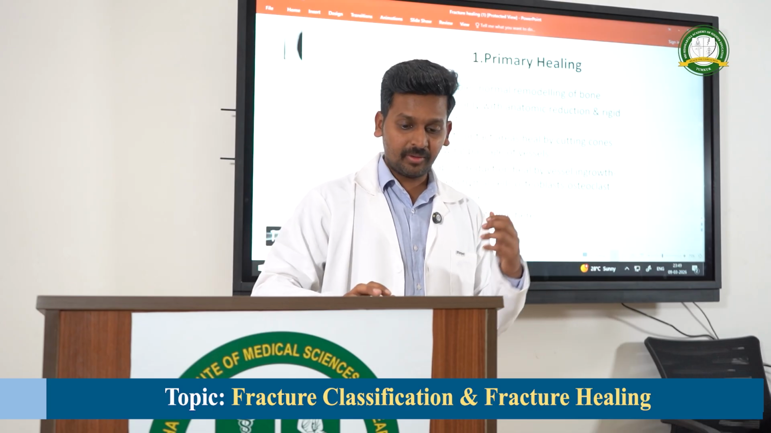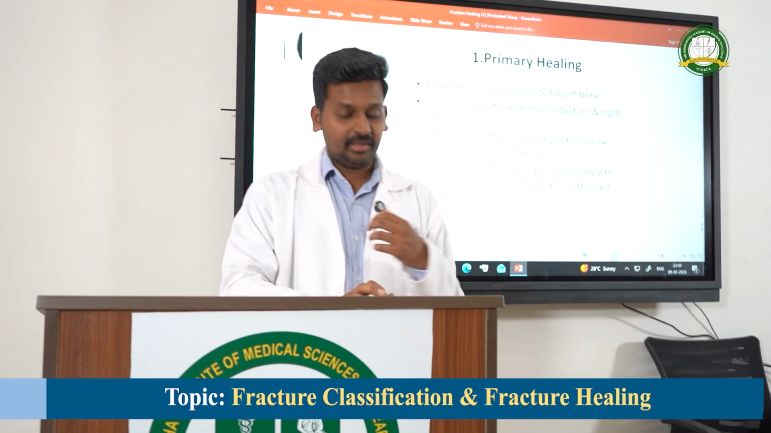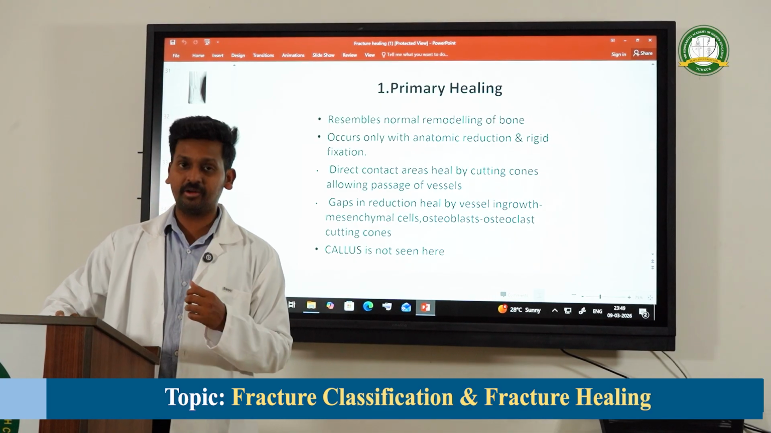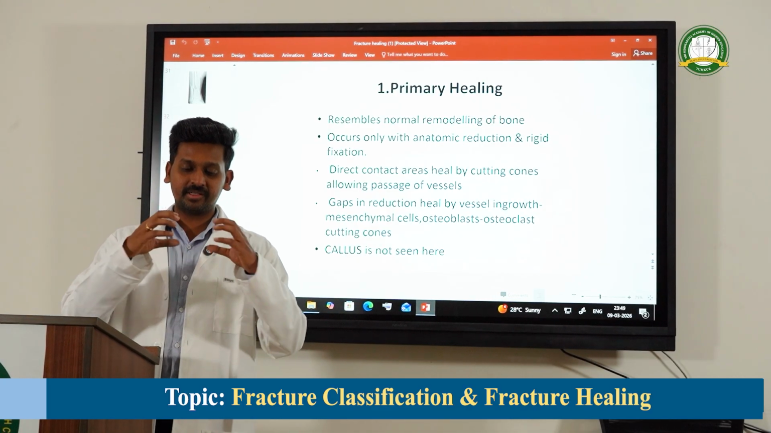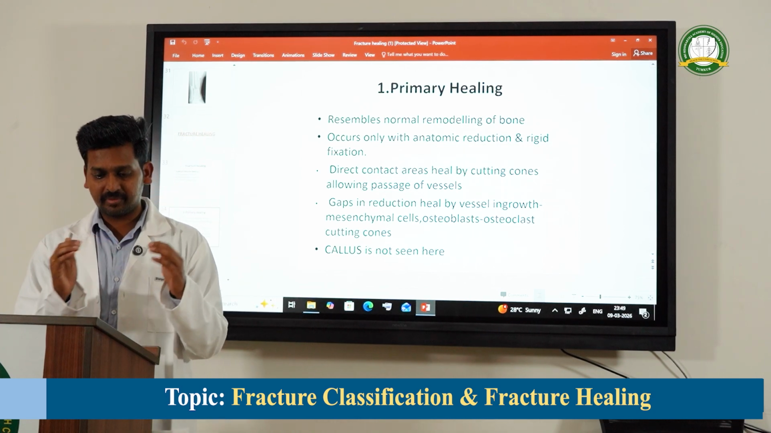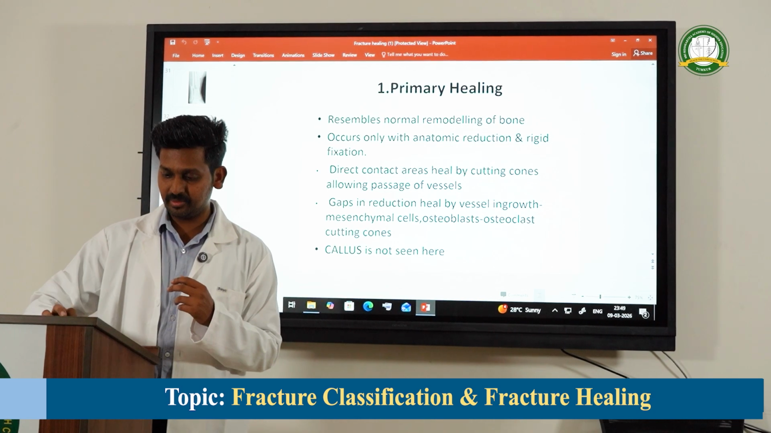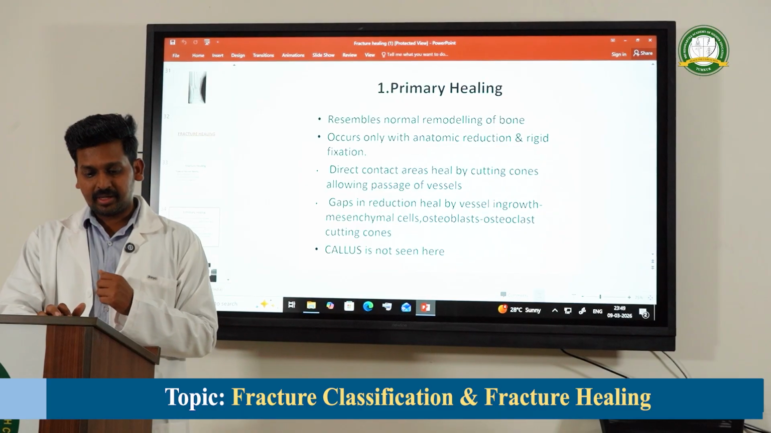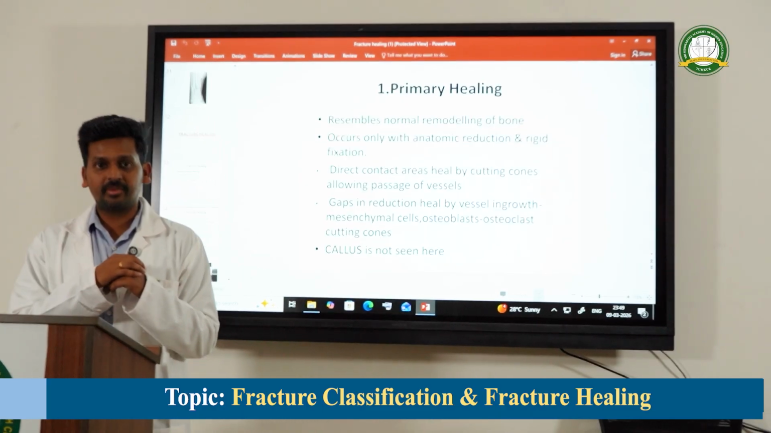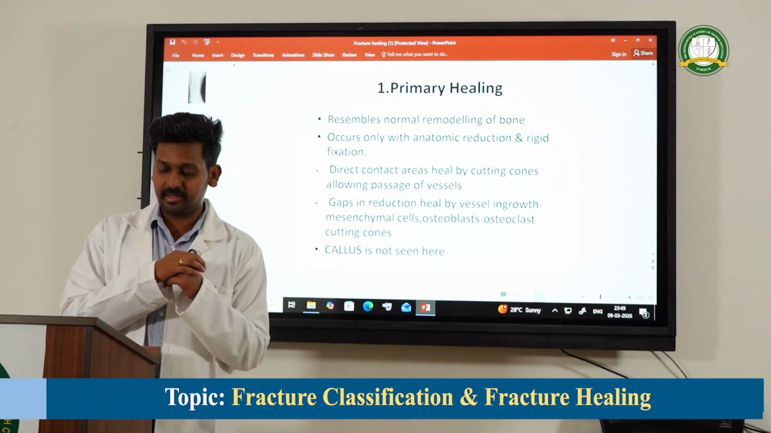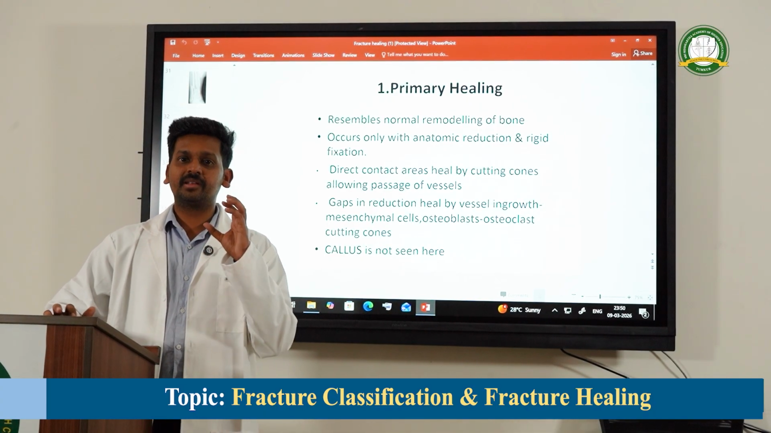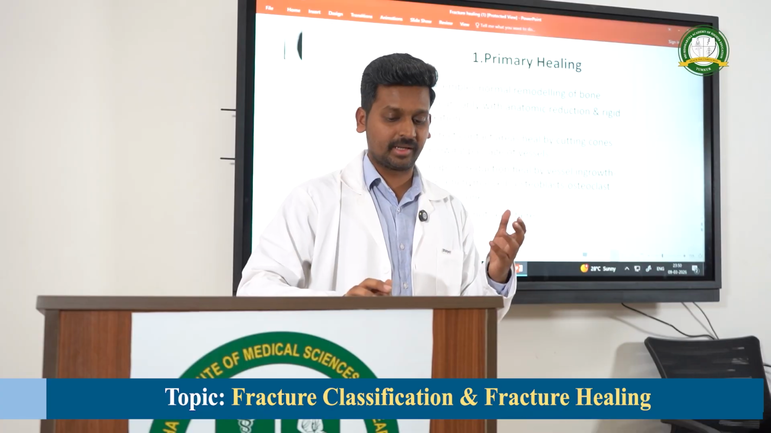This allows direct contact areas to heal by cutting cones allowing passage of blood vessels. When there is a fracture, there are blood vessels at both the ends. When there is direct contact, the blood vessels pass easily and that leads to primary healing. Gaps in the reduction heal by vessel ingrowth, mesenchymal cells, osteoblasts and osteoclastic activity and cutting cones. In case of direct healing, the callus is not seen. We'll discuss later on what a callus is.